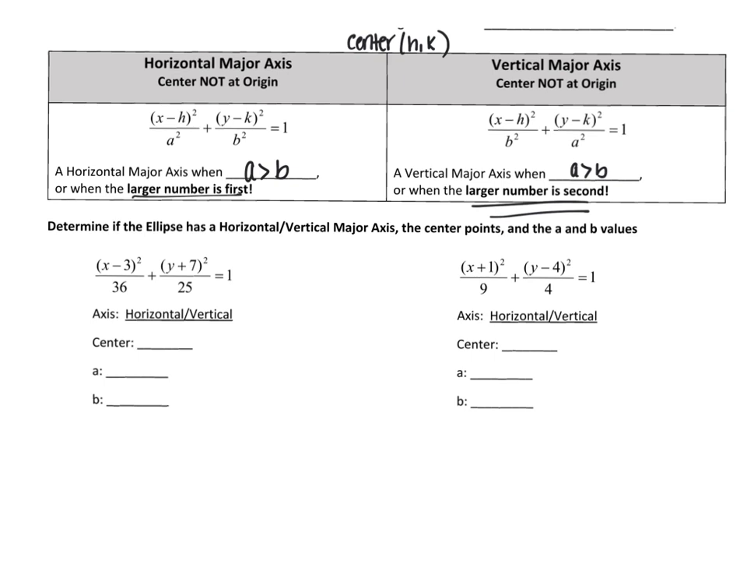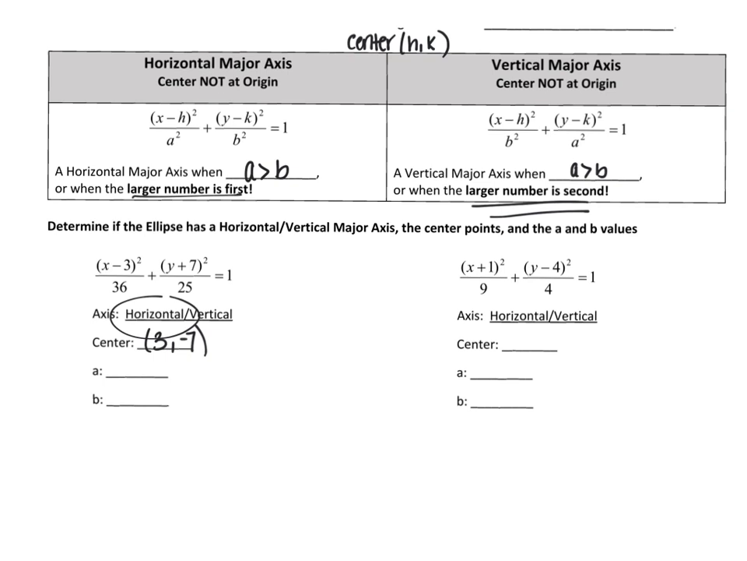So let's take a look at these two equations and see if we can determine some of the key features. So first thing, what type of axis do we have here? Do we have a horizontal or vertical major axis? Well, we're going to look at the denominators. Where's the larger number? Well, 36 is bigger than 25, so since the larger number is first, we will have a horizontal major axis. Now the center is found by negating the signs in here, just like you would a circle. So the -3 turns to a +3, and the +7 turns to a -7. So that would be my center.